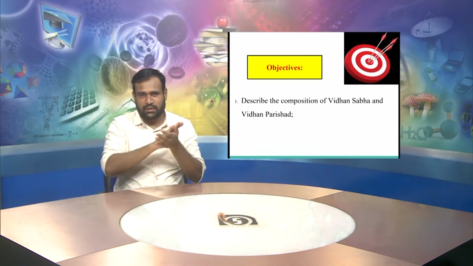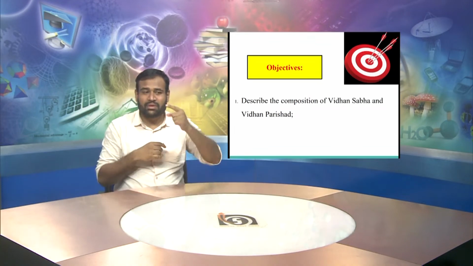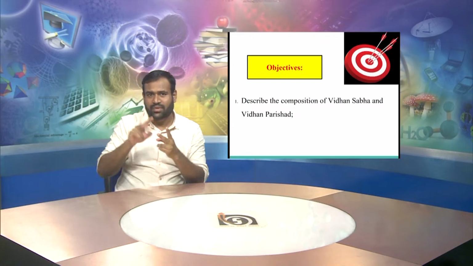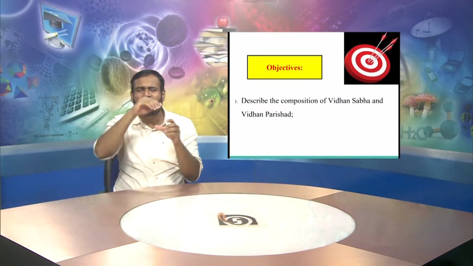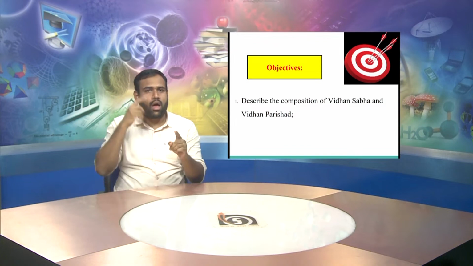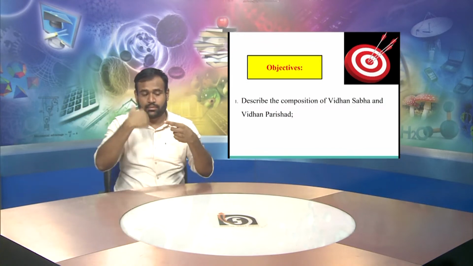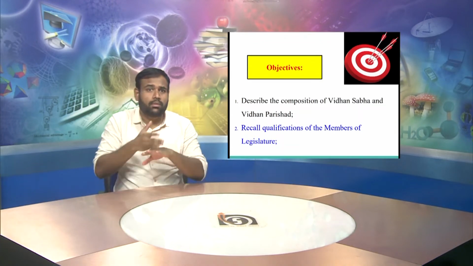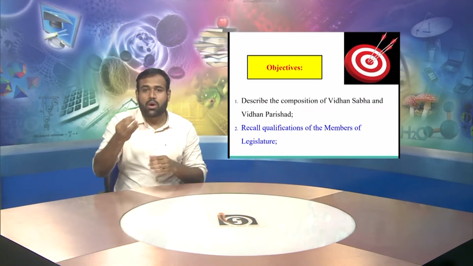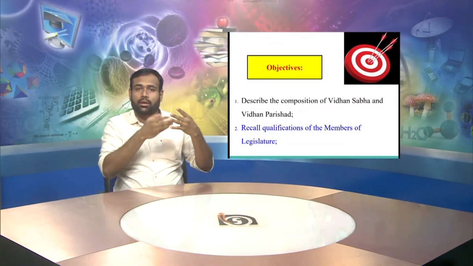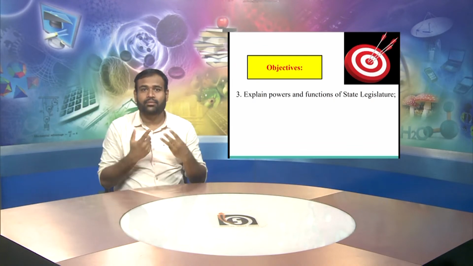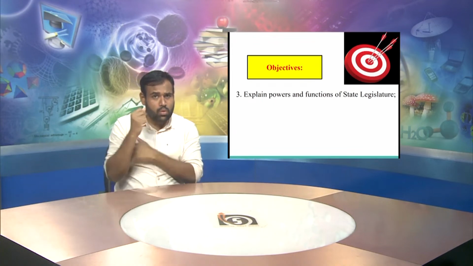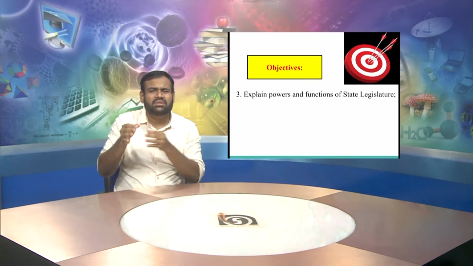So far we have understood the new terms and concepts from the lesson. From here onwards, we will understand the objectives of the lesson. The first objective is to describe the composition of Vidhan Sabha and Vidhan Parishad. Also, the next objective is to recall qualifications of the members of Legislature. The third objective is that we will be able to explain powers and functions of state legislature.